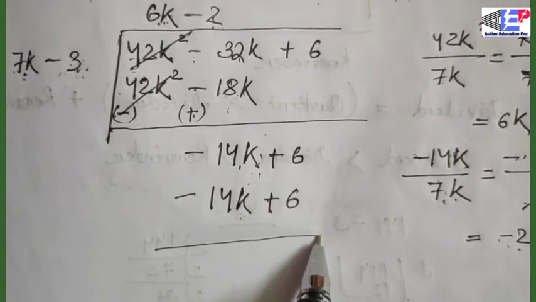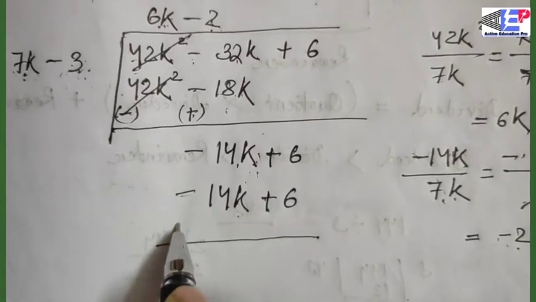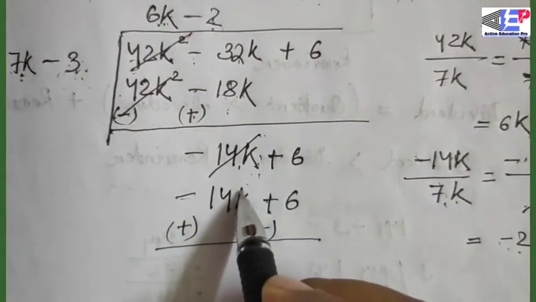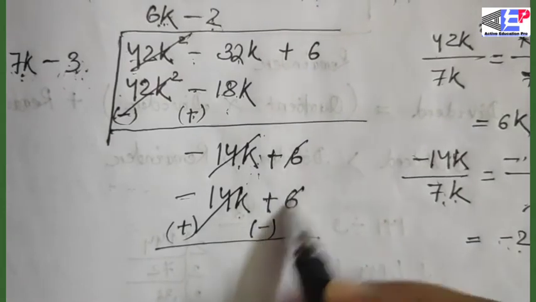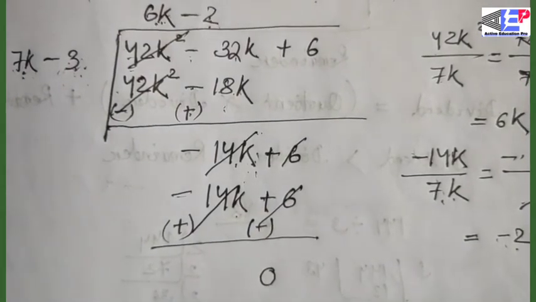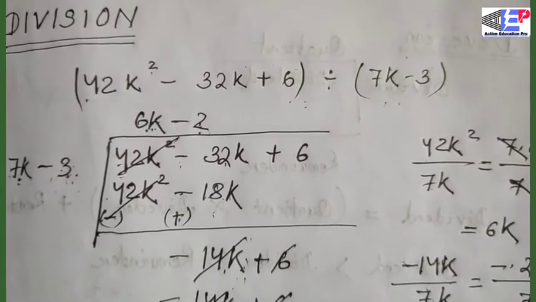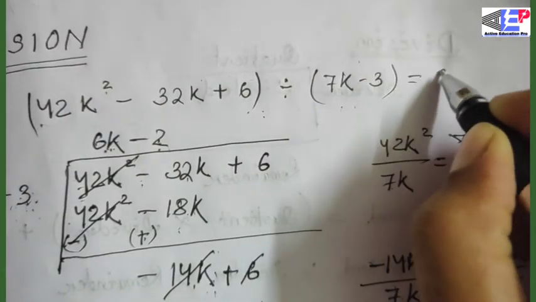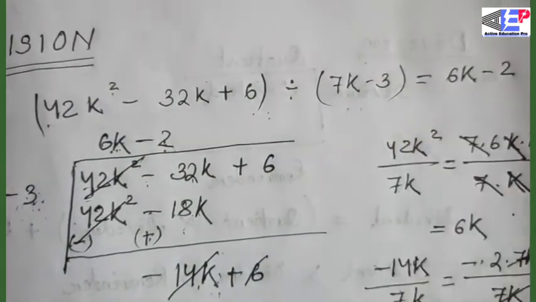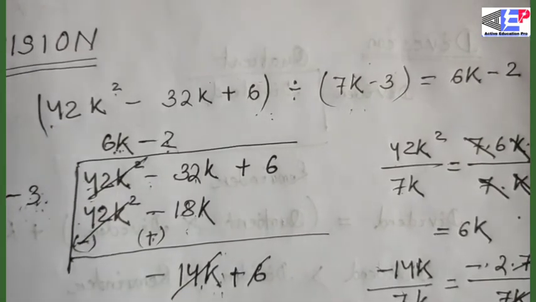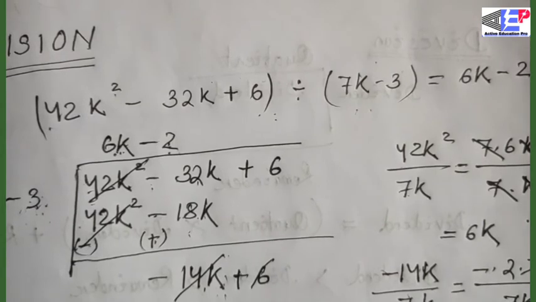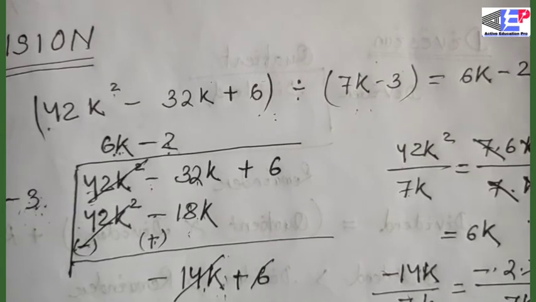Division means a special type of subtraction, and at the time of subtraction you just change the sign. Here minus becomes plus and plus becomes minus. Minus 14k plus 14k, plus 6 minus 6, then the answer is 0. It means the remainder is 0 and the quotient is 6k minus 2. This polynomial is completely divisible by 7k minus 3 because the remainder is 0. Remainder 0 means it is completely divisible.